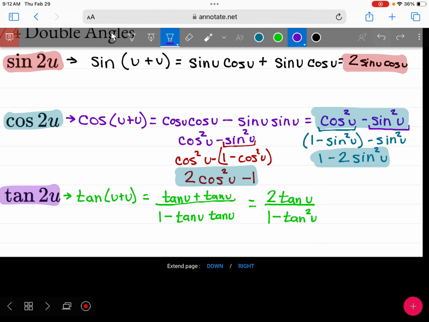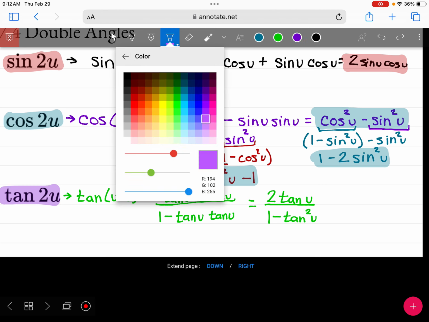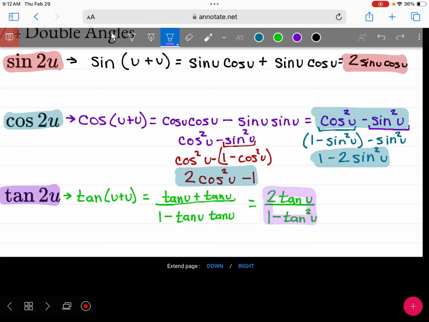Oh, that's too dark. I don't like that. There we go. Oh, that's much better. Much easier to read that. That was just a little dark.